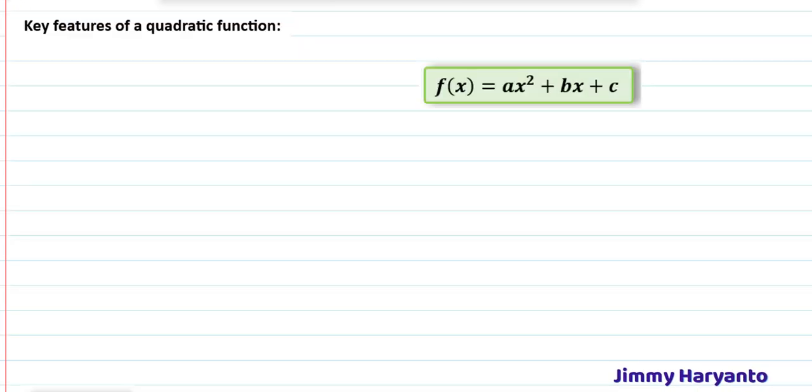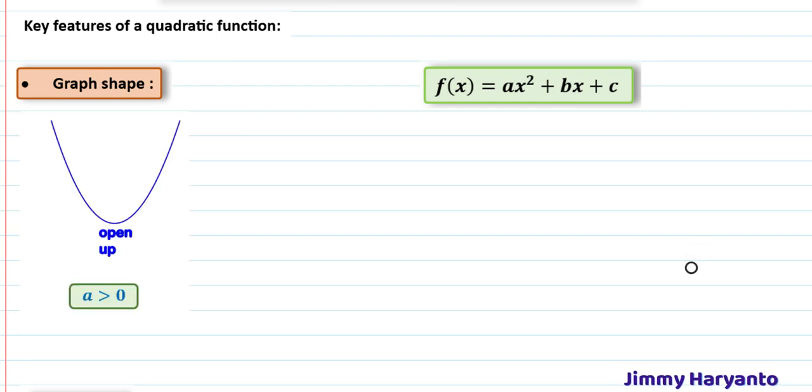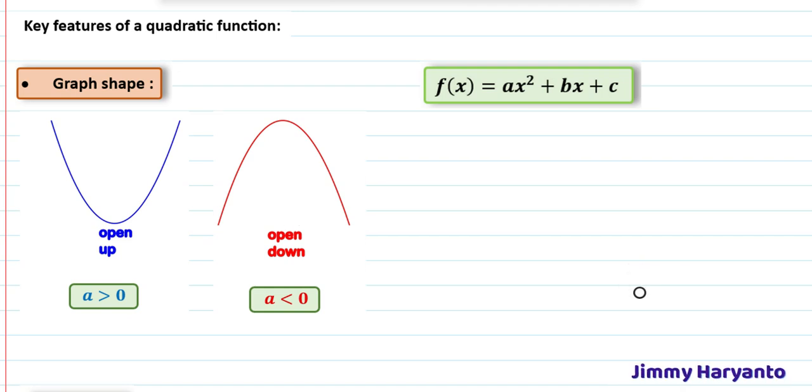Okay, we'll go to the key features of a quadratic function. For quadratic function, f(x) equals ax squared plus bx plus c. First is the graph shape. For a greater than 0, the shape will be like this. It will open up and the graph will be a curve or parabola.